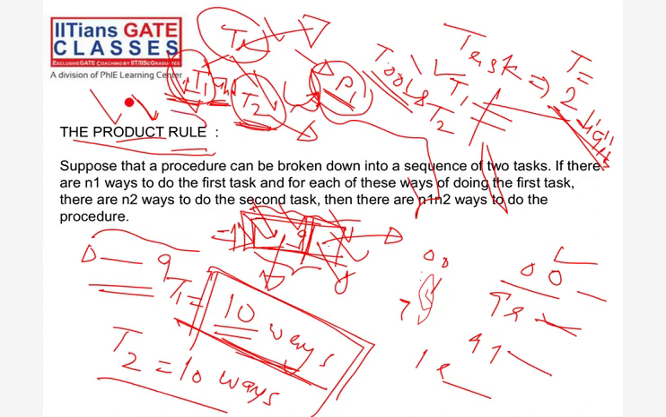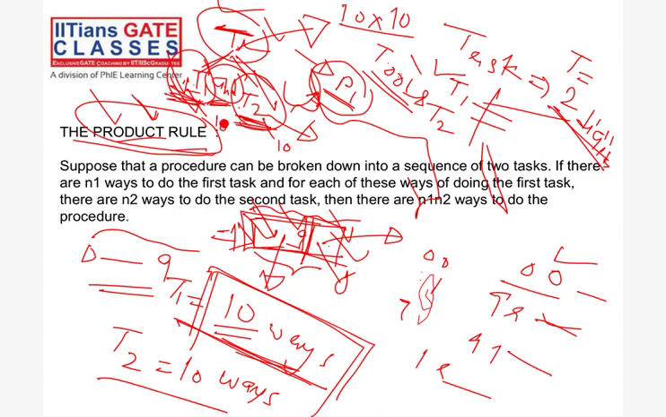So the product rule actually says that if you have such a scenario where your main task can be divided into two or more tasks, and you have to complete all those tasks, so basically there is an 'and'. You have to complete T1 and you have to complete T2. If this is the scenario, then since there are 10 ways to complete task T1 and 10 ways to complete task T2, there are 10 into 10 ways to complete this task T. So this is the product rule.